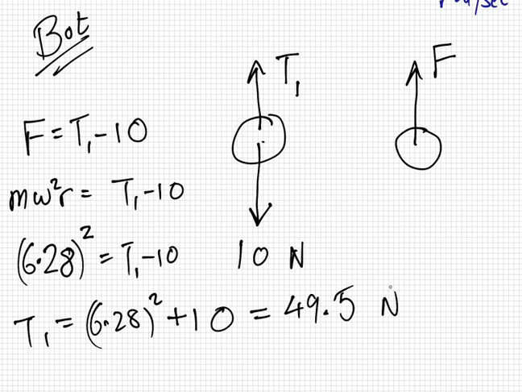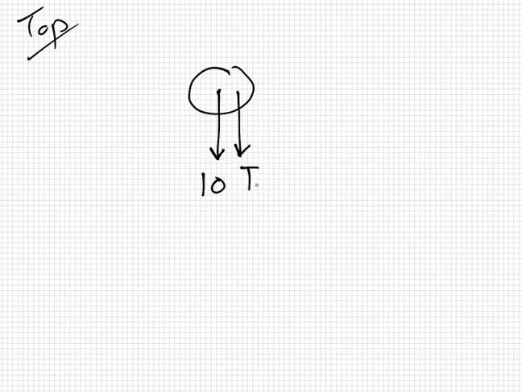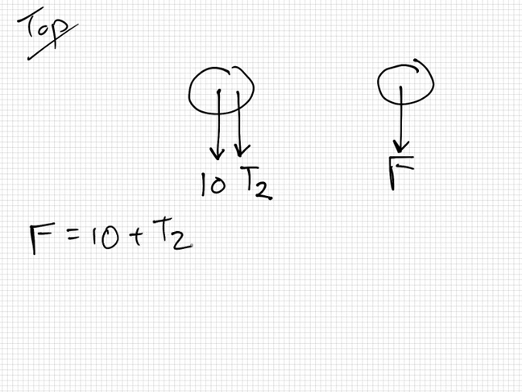So that's how much tension there is at the bottom. Now let's look at the top. At the top, what are my forces going down? G and tension. So how big is the weight? 10. And then this one here, T2. When I add them together, what do I get? F. So I have F equals 10 plus T2.